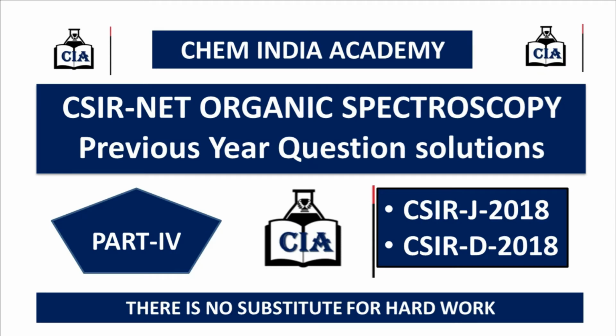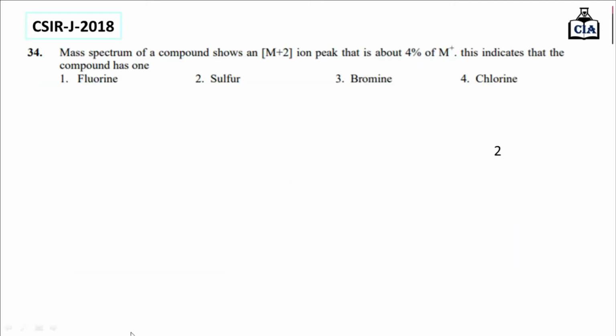Today in this video we are going to see CSIR NET organic spectroscopy previous year questions, which were asked in CSIR June 2018 and CSIR December 2018. Now this first question is from CSIR June 2018. In this question we have to find out the M+2 ion peak that is about 4% of M+. So we know that the sulfur atom has two isotopes with natural abundance of 96% and 4%. So only the sulfur atom has this possibility. So the correct answer is sulfur.